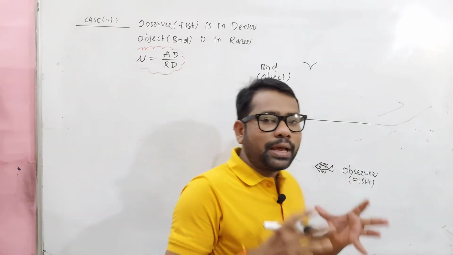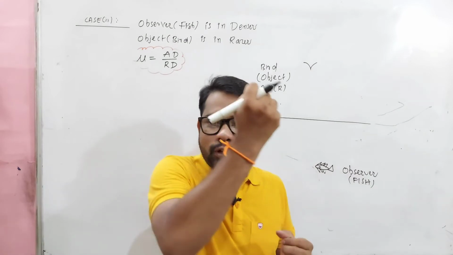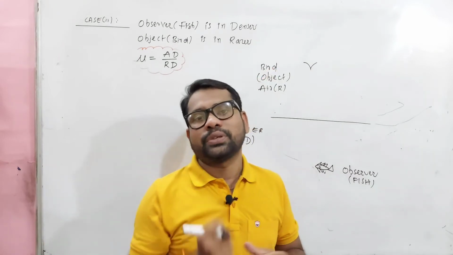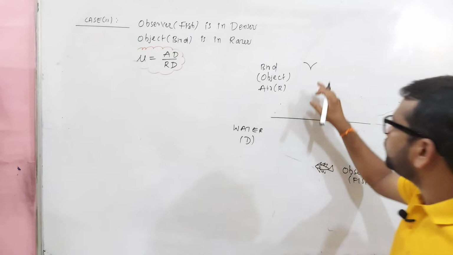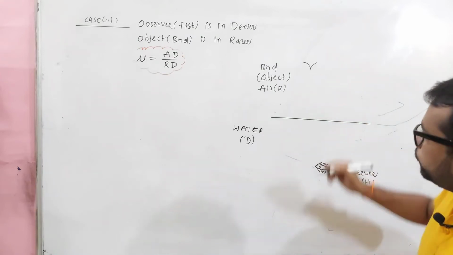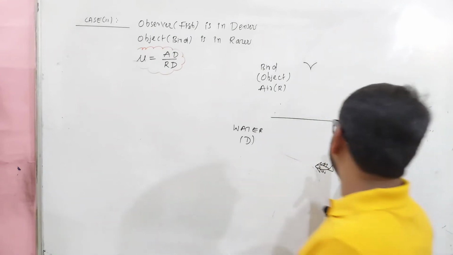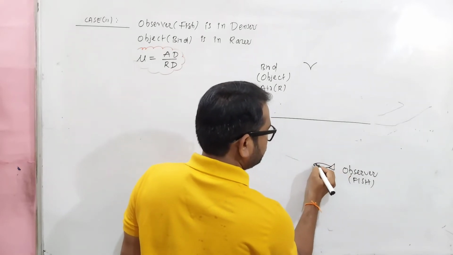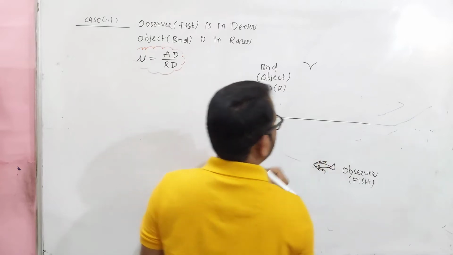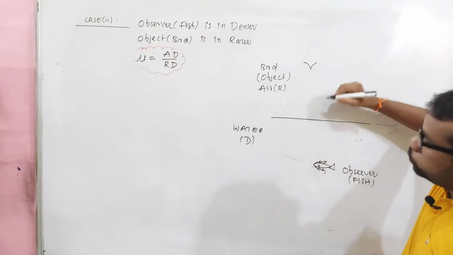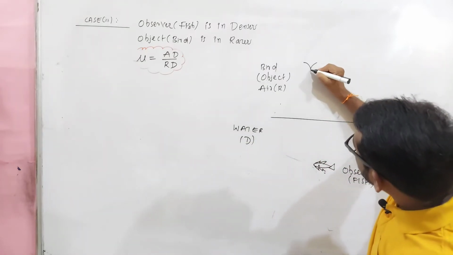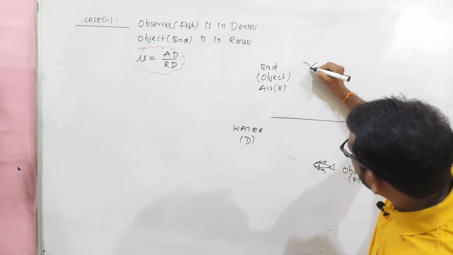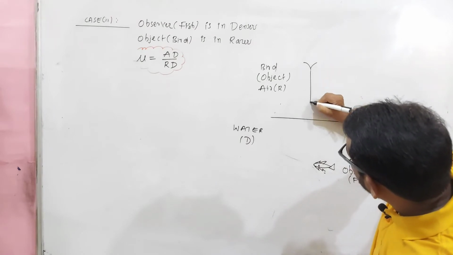So children, always light rays are drawn from the object towards the observer. So here the bird is going to be the object, so from here we need to draw two light rays. Let it be vertically here somewhere. Here is the fish. Fine. So from here, children, let us draw two light rays. One light ray, let us consider, is coming vertically like this.